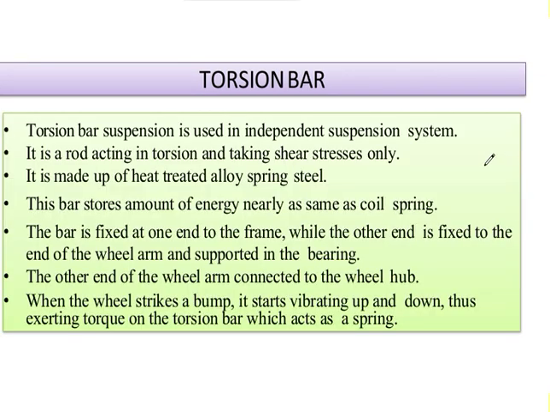So what I told, that torsion bar suspension is used in independent suspension system. It is a rod acting in torsion and taking shear stresses only. It is made up of heat treated alloy spring steel. This bar stores amount of energy nearly as same as coil spring. The bar is fixed at one end to the frame, while the other end is fixed to the end of the wheel arm and supported in the bearing. The other end of the wheel arm is connected to the wheel hub. When the wheel strikes a bump, it starts vibrating up and down, thus exerting torque on the torsion bar, which acts as a spring.